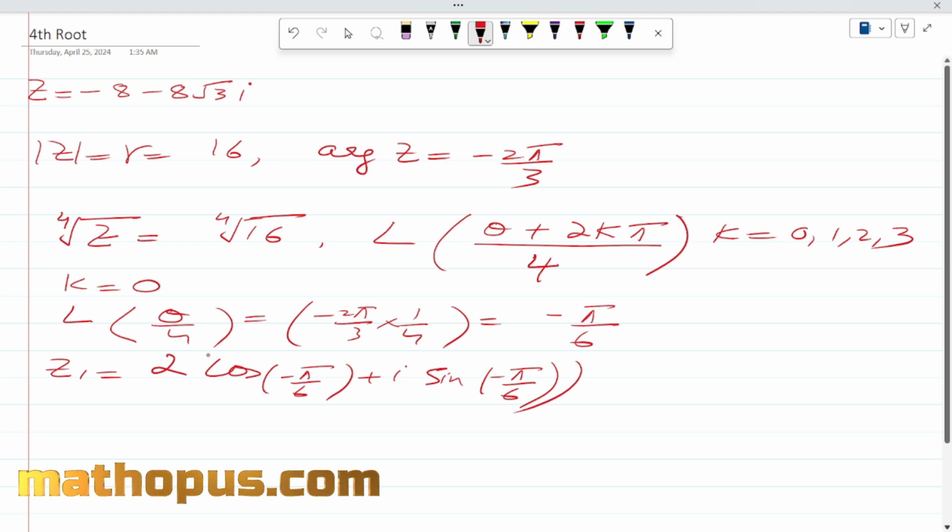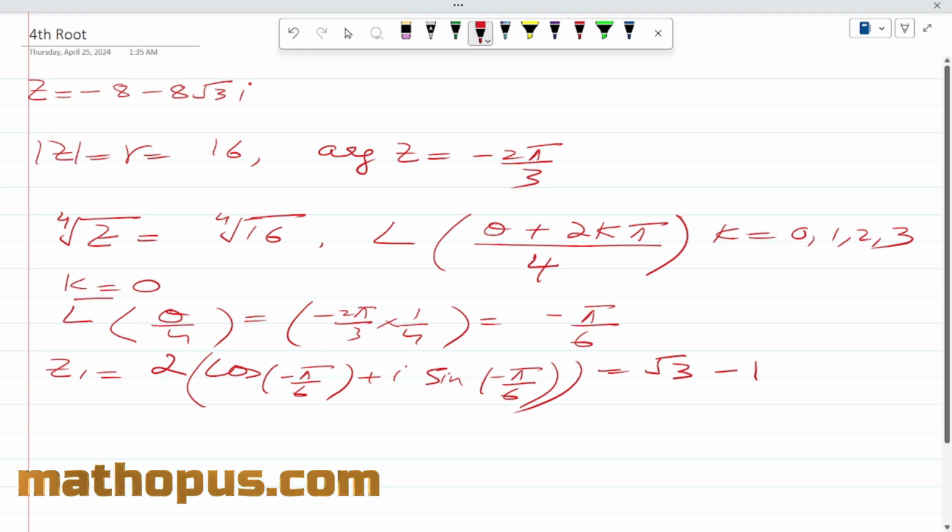So now let's solve. This is in polar form. If you want to have it in Cartesian form, just use the calculator and find the value of cos pi over 6 into 2. So the value of x is square root of 3, and then we have sine pi over 6 times 2. It is minus 1. So this is your first fourth root.